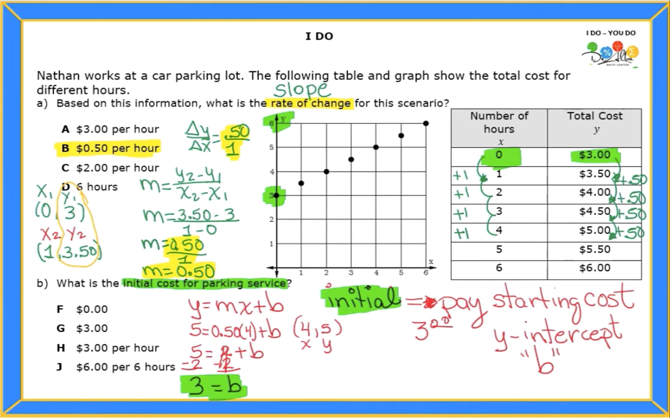So look at the answer choices. Of course, it cannot be F and it cannot be J. So now the debate is G or H. Well, H says $3 per hour, and that's not what I'm looking for. Initial means that's like a one-time fee, not per hour. So my answer for that will be letter G. Very good.